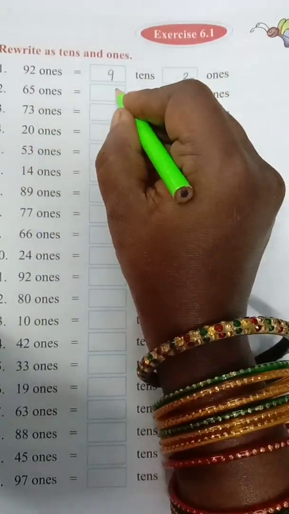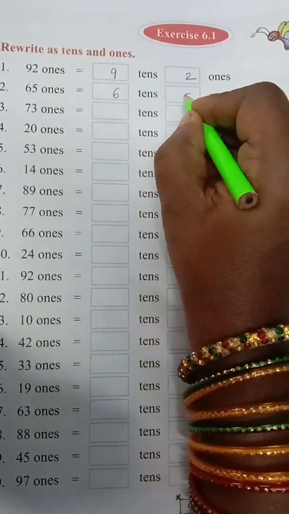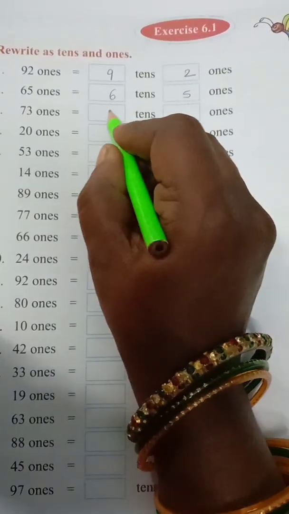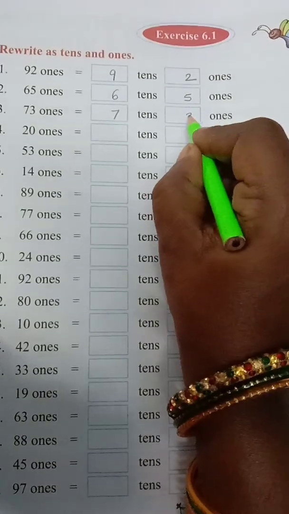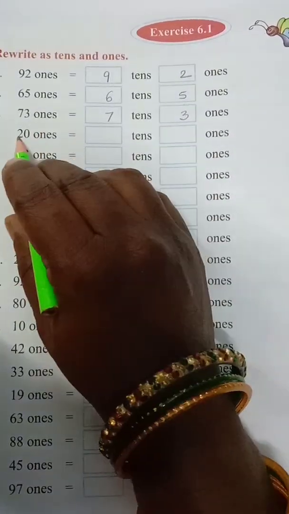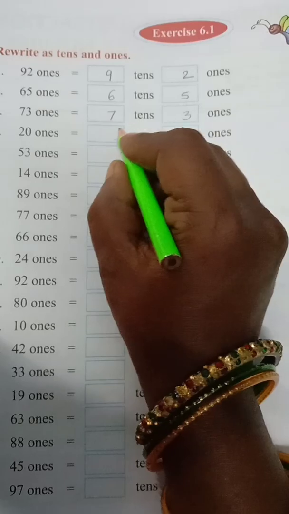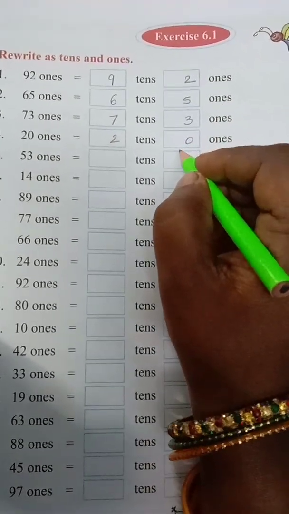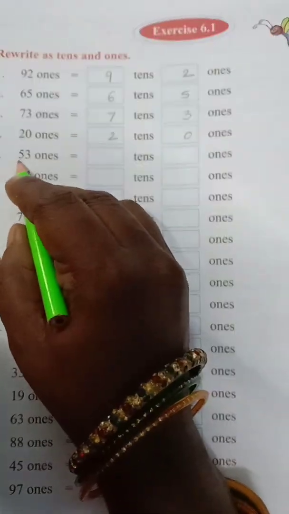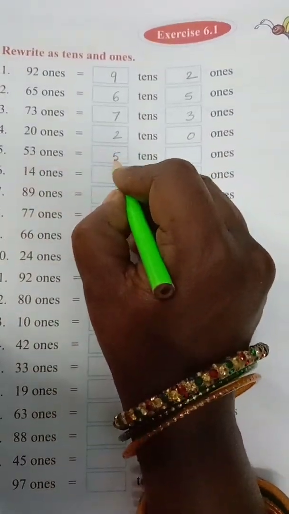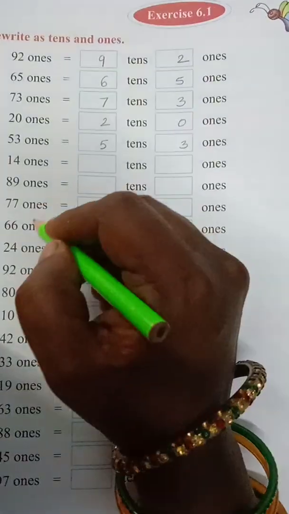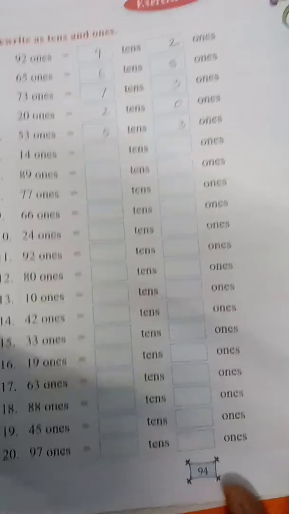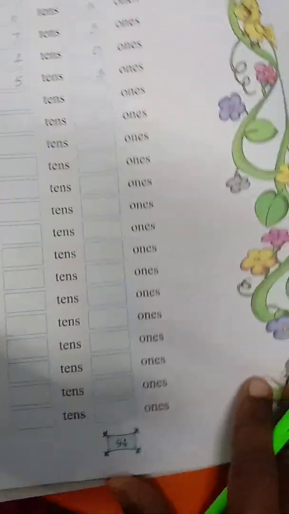65 ones are 6 tens, 5 ones. 7 tens, 3 ones. 20 ones are 2 tens, 0 ones. 53 ones are 5 tens, 3 ones. Okay, in the same way you have to complete for the rest of all.